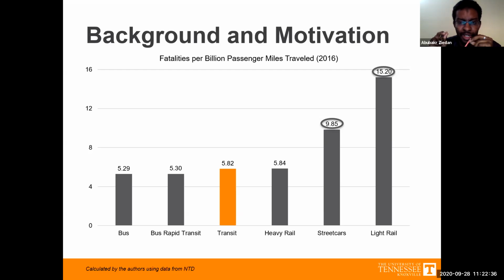The other thing we want to mention, this study did not consider comparing transit to automobiles, because there is a prior study that compared crash rates between transit and automobiles, and found that transit has about one tenth the rate of automobiles. So here the focus is transit and mainly light rail and streetcars.